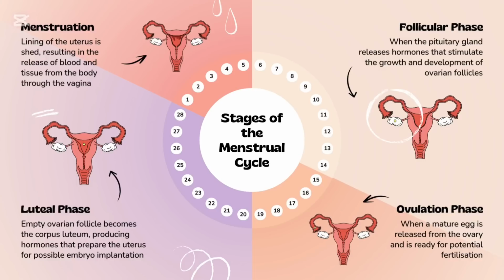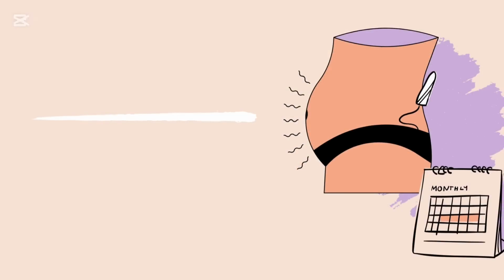Common myths about reproduction. 1. Women are fertile throughout their cycle. Truth: fertility peaks during ovulation. 2. Men remain fertile for life. Truth: while sperm production continues, sperm quality declines with age. 3. Contraception causes infertility. Truth: birth control methods only prevent pregnancy temporarily.